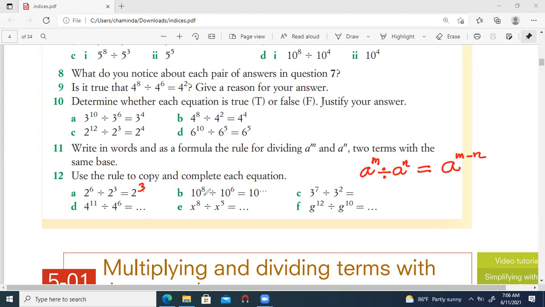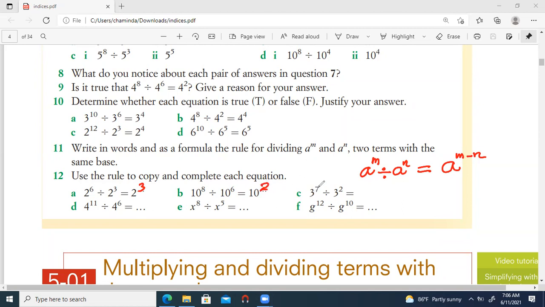Next one. 10 to the power 8 divided by 10 to the power 6. What's the answer? 10 to the power 2. Subtract indices. 8 minus 6 is 2. 10 to the power 2 is the answer.